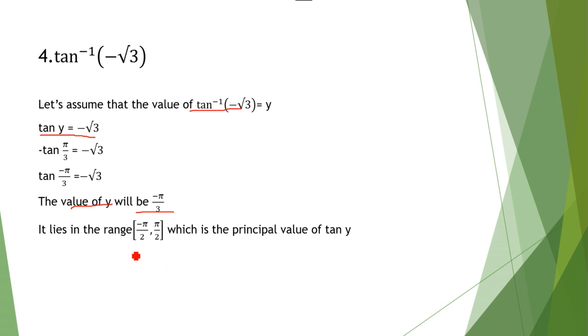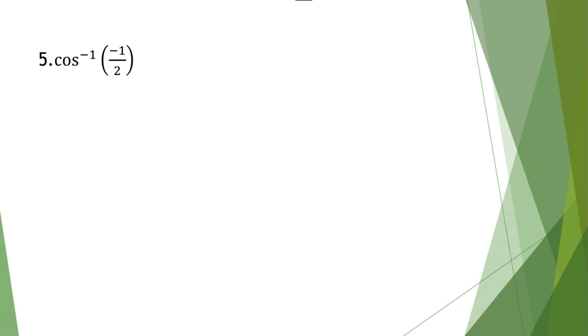Taking the range, which is minus pi by 2 to pi by 2 for tan, this minus pi by 3 lies in this range. So the principal value is minus pi by 3.